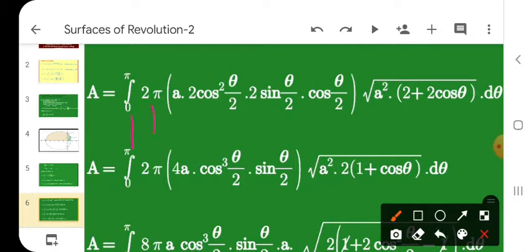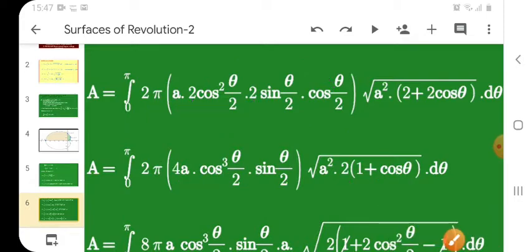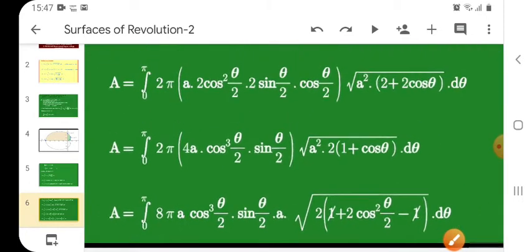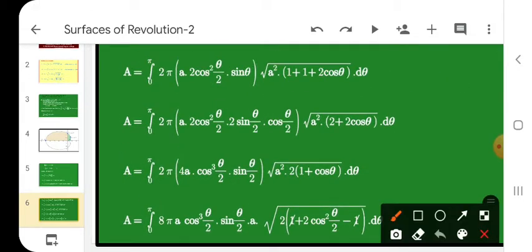Same. Integral 0 to pi, 2 pi, 2a into 2, that is 4a, cos square theta by 2 into cos theta by 2, so cos cube theta by 2 into sin theta by 2. In the root, same a square, I take 2 common. What is the remaining term? 1 plus cos theta. Here also we use the same cos 2 theta formula. See here. Same, 2 pi into 4a is 8 pi a, cos cube theta by 2, sin theta by 2.